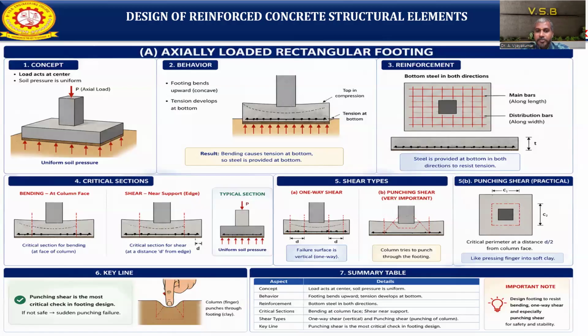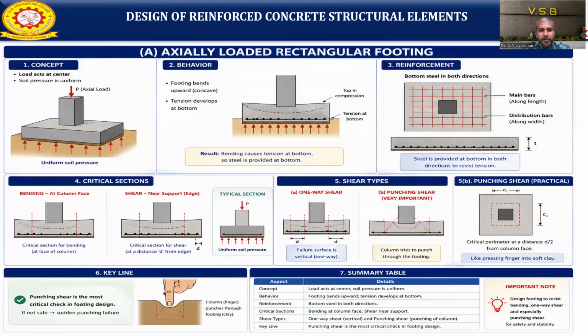So when the failure surface is vertical in one direction, that is called one-way shear. When the column tries to push through the footing, then we call it punching shear or two-way shear failure. Punching shear is practically critical at a perimeter at a distance of d by 2 from the column faces. It is like pushing a finger into soft soil. So punching shear is the most critical check for the footing design.